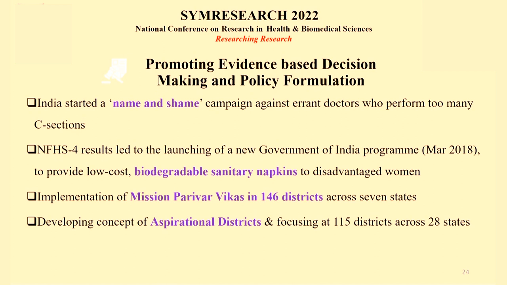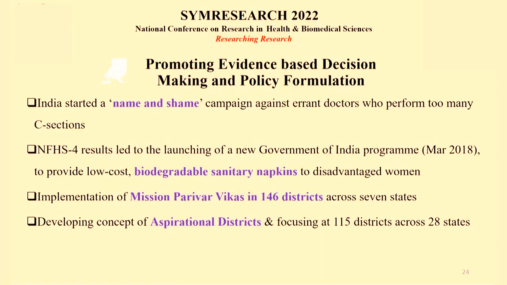Mission Parivar Vikas in 140, it is not 146, typo error, it is 142 districts. When we presented the NFHS 4 results, the government asked why not give estimates of TFR. We found indirectly that 142 districts had a TFR of above 3. Government started a special program, and within 5 years our TFR has gone below 2. On average in India, a woman is producing 2 or even fewer than 2 children in her entire lifetime, by a very scientific computation. There is no question of doubting that. Then another is the aspirational districts program, focusing on 115 districts.